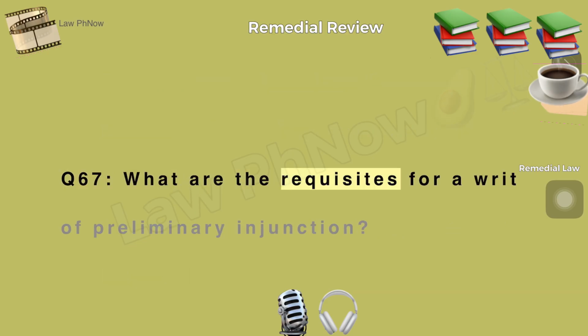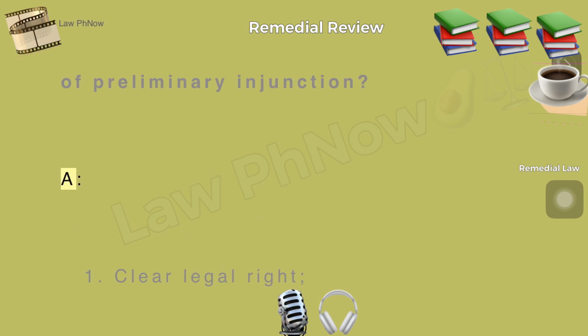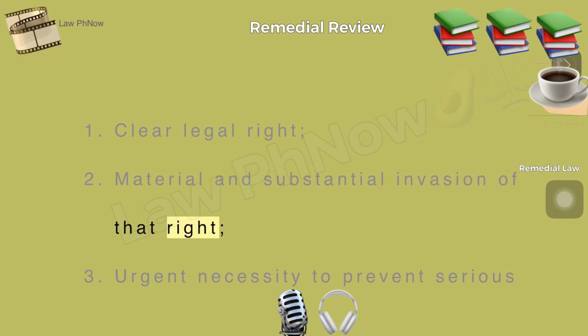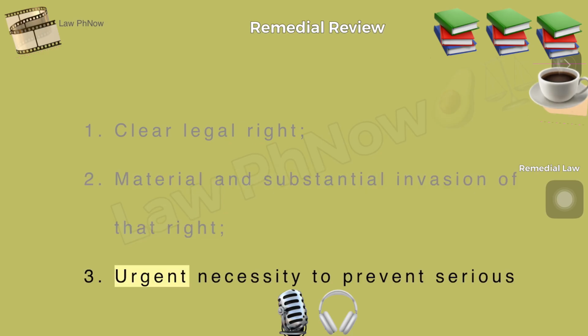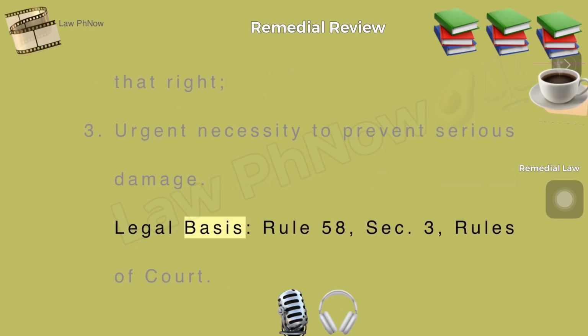Q67. What are the requisites for a writ of preliminary injunction? A. 1. Clear legal right. 2. Material and substantial invasion of that right. 3. Urgent necessity to prevent serious damage. Legal basis, Rule 58, Section 3, Rules of Court.